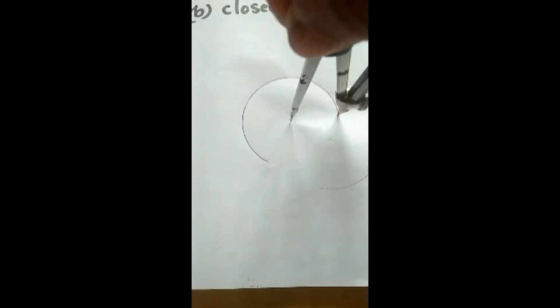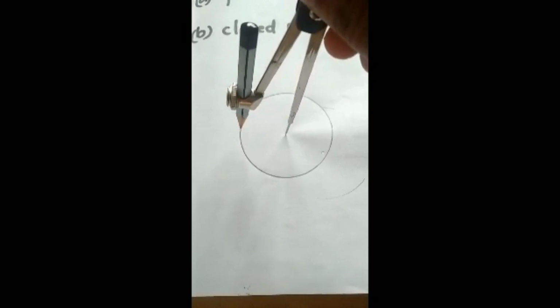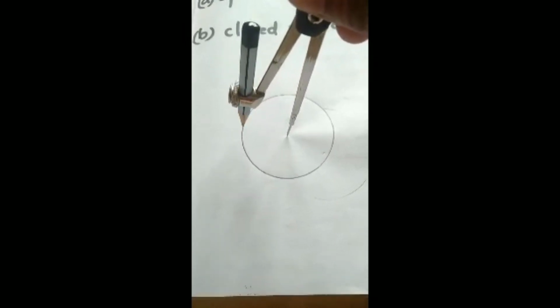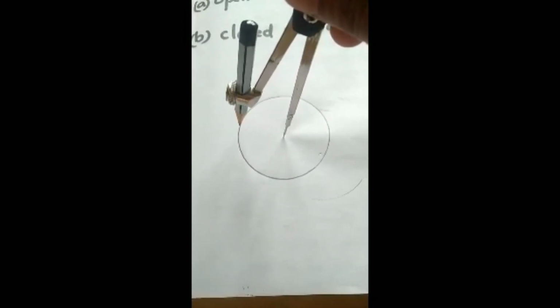Tip of the pencil on the paper, and we will move the pencil around this tip of the compass. Then you will get a circle. Every time the pencil should be shorter than the compass. Then only you can draw easily. This pencil should be smaller than the compass.